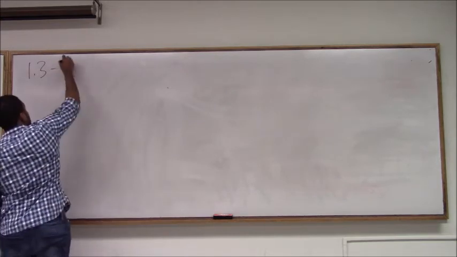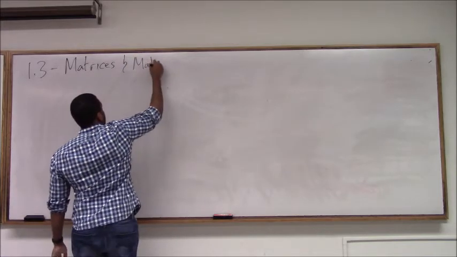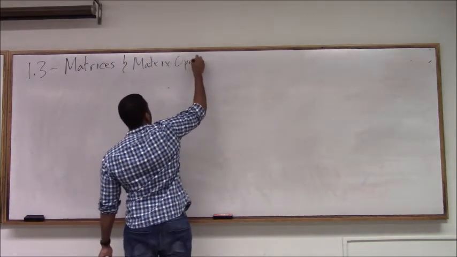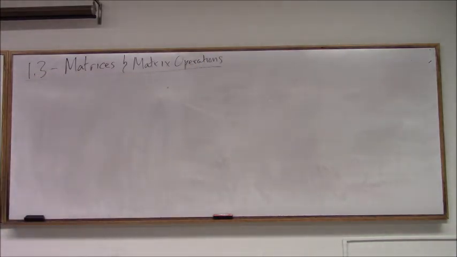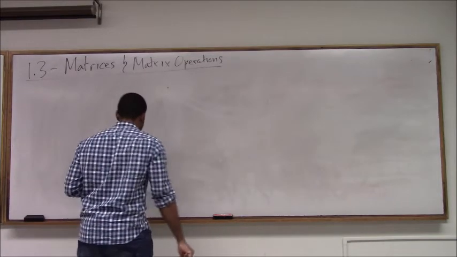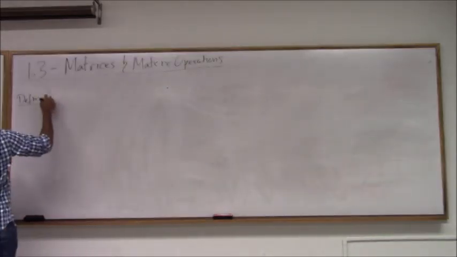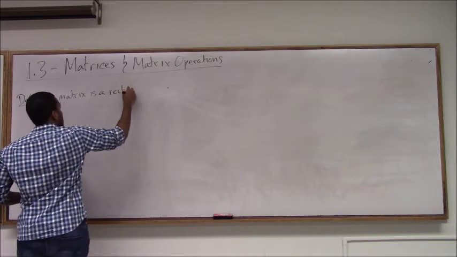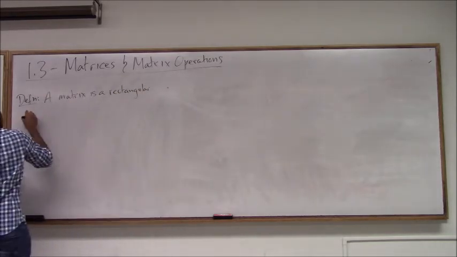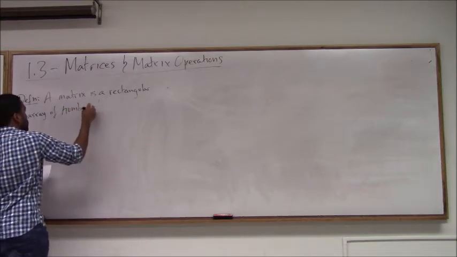So I think the title of this is Matrices and Matrix Operations. And we're not assuming anything here. I'm assuming you guys don't know anything, so we're going to start from the very basics. Definition. A matrix is a rectangular array of numbers or objects.